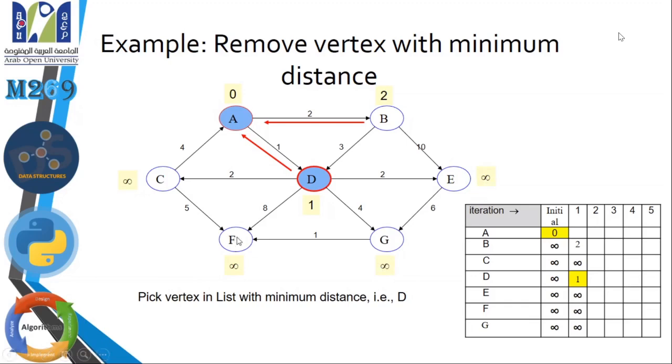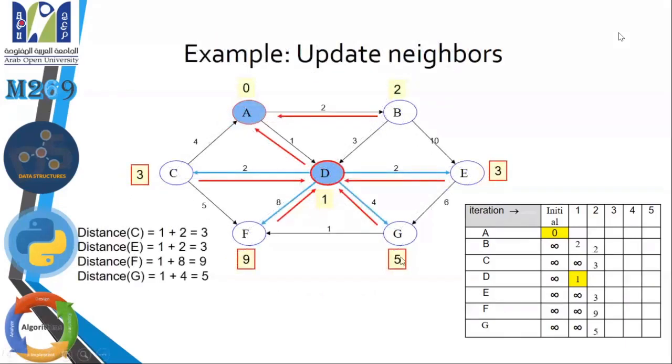Again, I can go to F also. 1 plus 8 is 9. So that is infinite, so it is less than. So that will be updated. So now I have 3, 5, 9. Last, I can go to C also. To go to C, I will say 1 plus 2, which is 3. That one is less than infinite, so that one will be 3. So now my solution is 3, 5, 9.